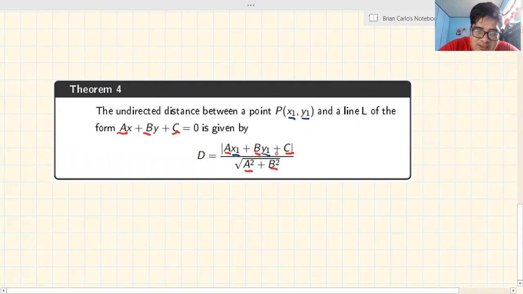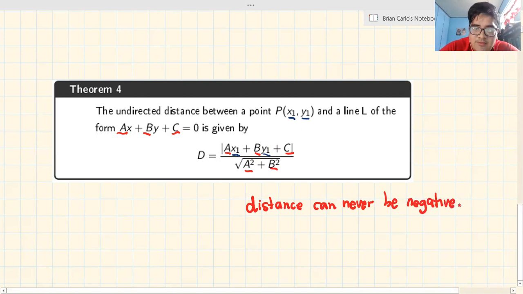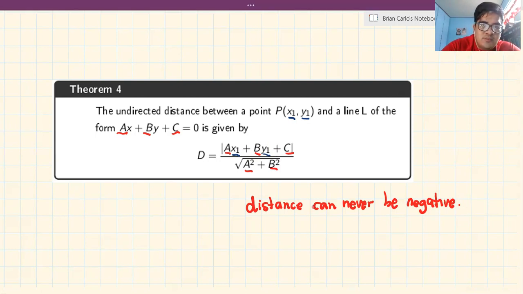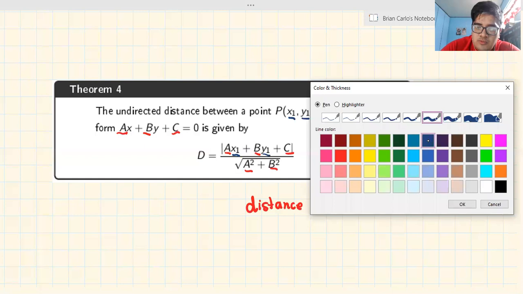Eh, sa distance, tandaan nyo, distance can never be negative. Distance can never be negative. Kailangan positive yan, whatever it takes. Kasi di ba, halimbawa, pupunta ka let's say San Mateo, ang distance ba nun, negative 5 miles, ganun? Di ba? Walang ganun. So, ngayon let's change back to blue.